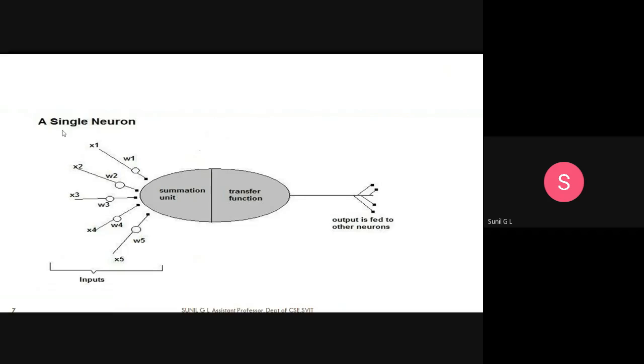When you take a single neuron, we have a number of inputs, from x1 to x5, each with a corresponding weight. We multiply each input with its corresponding weight, and then we make a summation. After that, we transform it into another representation using an activation function. The output is then sent to other neurons.